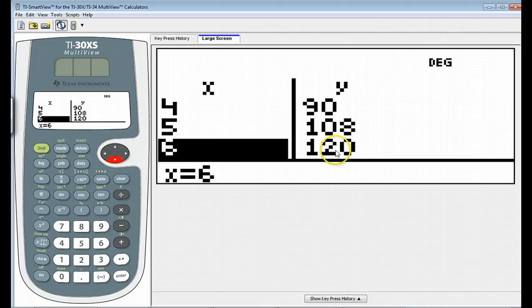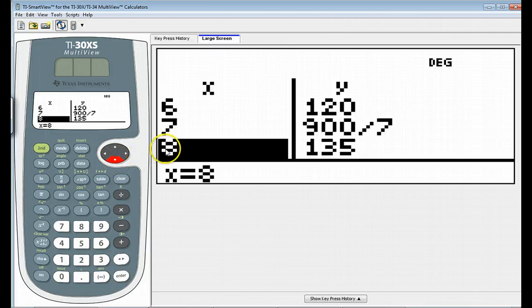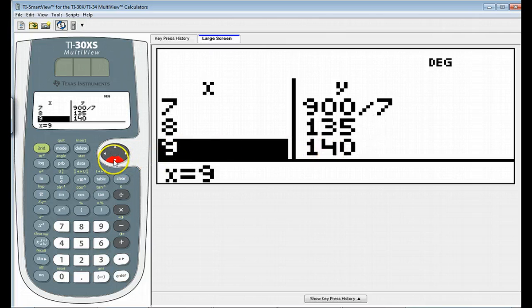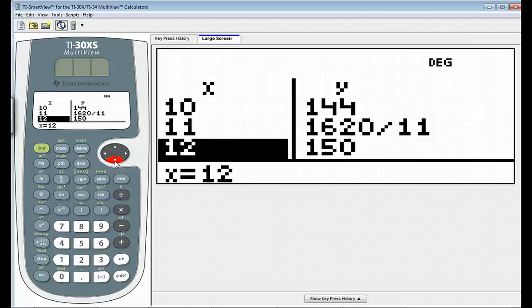A hexagon, each angle is 120. That's going to be some decimal for my heptagon. An octagon, each angle is 135. Getting closer. A nonagon, each angle is 140. Decagon, 144 degrees each. Some decimal. And then there it is. When you have a 12-sided figure, then you're going to get 150 degrees for each angle.